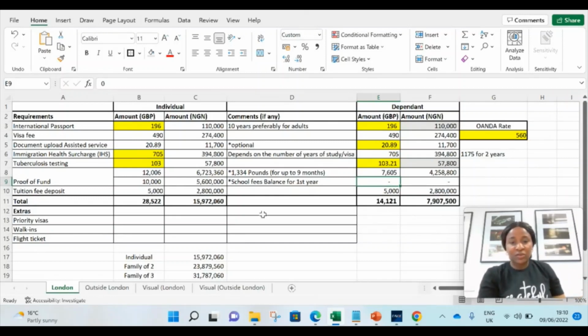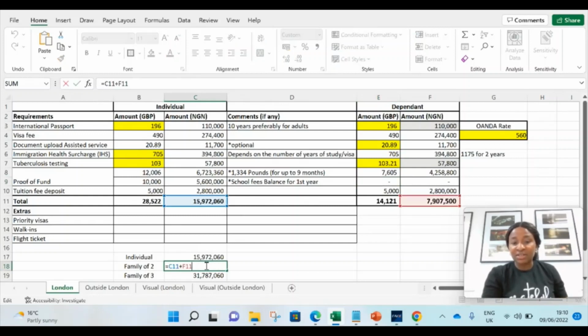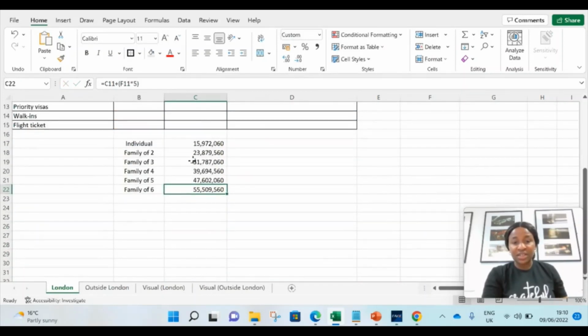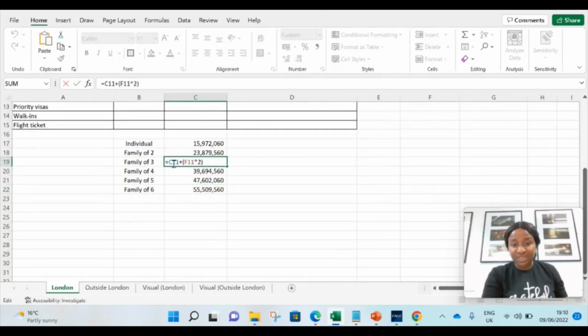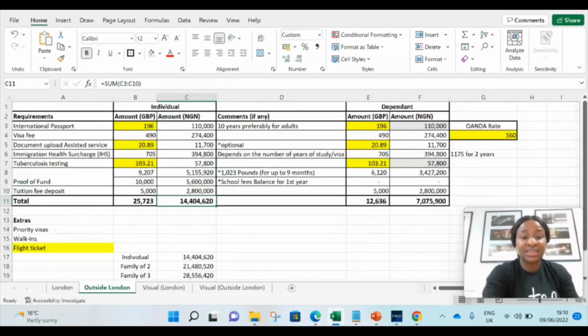So if you are coming as a family of two, maybe you, the student, and your spouse, I've done the calculation here. What I just did was to add this to this. And if you're coming as a family of three, you add the single person's money to two times the dependent money, and that's just the holistic view and how I saw it. It's the same thing I did here that I did for outside of London.